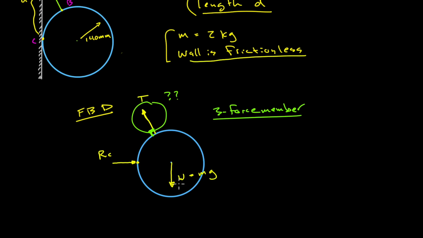So what we know so far is certainly the weight vector is vertical, so its line of action is up and down. We know that the reaction force at point C is going to be horizontal because, again, the wall is frictionless, so there's no vertical component. RC is horizontal, and their two lines of action intersect at the midpoint of the circle. But again, because this is a three-force member, that also means that the tension force must have a line of action that also intersects with that point. And so that actually gives us some key information here to figure out the direction of that tension force.